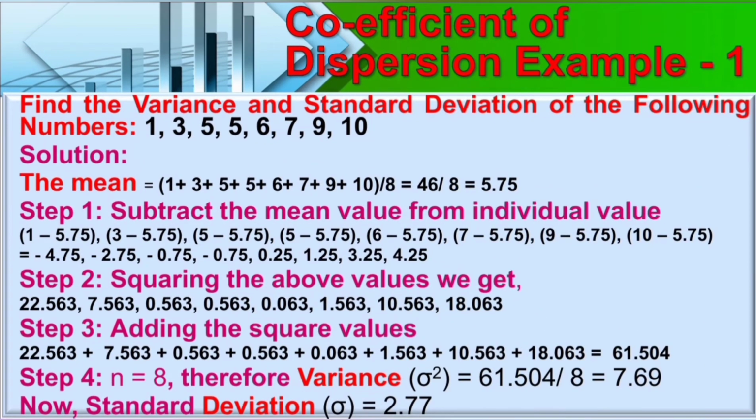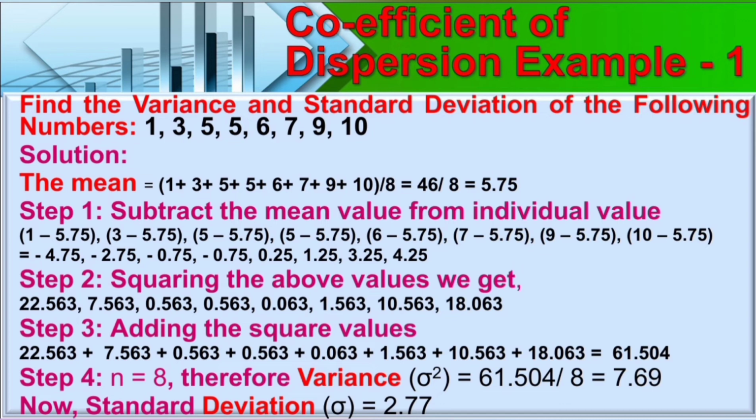Coefficient of dispersion. Example 1. Find the variance and standard deviation of the following numbers. Solution. First, we calculate the mean, that will equal 5.75. Then step number 1, subtract the mean value from each individual value, and we will get minus 4.75, minus 2.75, minus 0.75, minus 0.75, 0.25, 1.25, 3.25, and 4.25 respectively.